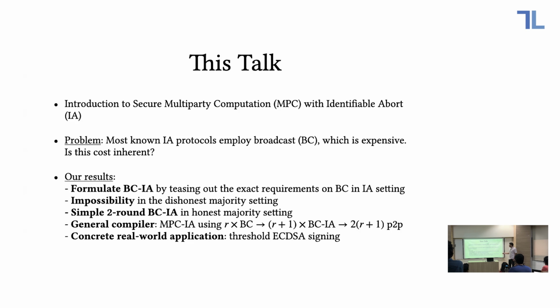And we use this to build a general compiler. In particular, we start with any MPC protocol that achieves the standard notion of identifiable abort. And assuming that the protocol uses R invocations of broadcast, like R consecutive broadcast rounds, we compile this to a protocol that can use R+1 instances of BCIA, so our modified primitive. And then we instantiate this BCIA primitive over point-to-point channels to ultimately get a protocol that suffers maybe a blow-up of a round complexity of 2, but runs over only point-to-point channels. And I'll show that you can apply this principle to a concrete real-world application, that is threshold ECDSA signing. I'll talk about why it's important and so on later on.